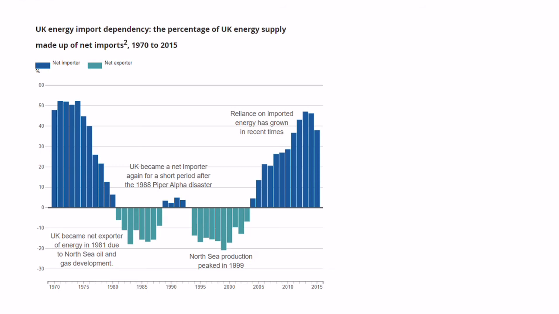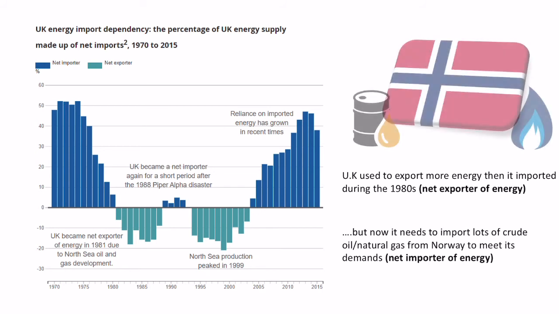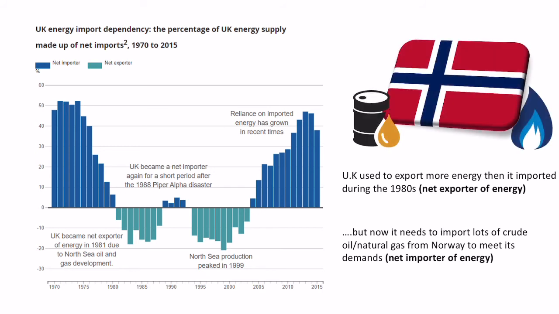The UK used to be one of those countries that actually exported more energy sources than it imported. So in the 80s, it was drilling a lot of oil and gas from the North Sea, and was able to export it to other countries who could use it. But as you can see now, we are relying much more on imports from other countries to meet our demand. Lots of the crude oil and natural gas we get from a pipeline from Norway, which means we're a net importer of energy. We are not self-reliant in the UK for our own energy needs.